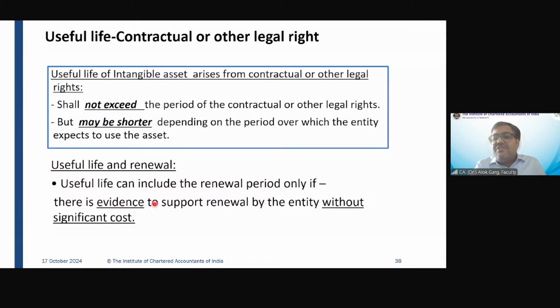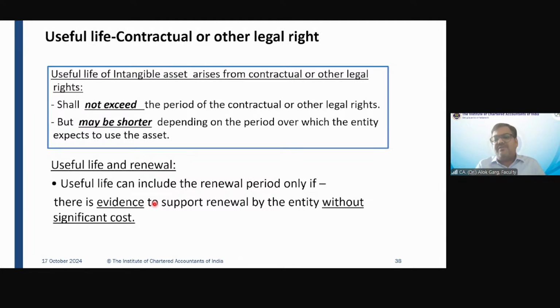So what could be the useful life of an intangible asset? Generally, the useful life of an intangible asset arises from contractual or other legal rights, right? So the life of the intangible asset shall not exceed the period of the contractual or other legal rights. But the life of intangible assets may be shorter, depending on the period for which the entity is expecting to use the asset. I am giving you a scenario where the question may confuse you.